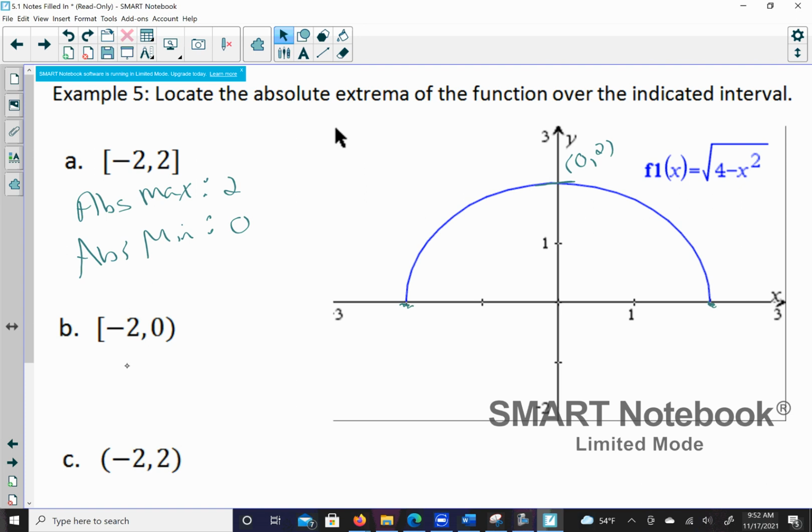When I look at the next interval, the interval's changed, still same function. I'm going from -2 to 0, but I have this parenthesis here, which means I do not include the 0. If I don't include that 0, then I lose that maximum point. So when I say absolute max, I'm going to say none. I don't have one, because I'm approaching 2, but I'm not going to hit a definite max number. My absolute min, because I'm still including this point -2, I do have a min of 0.